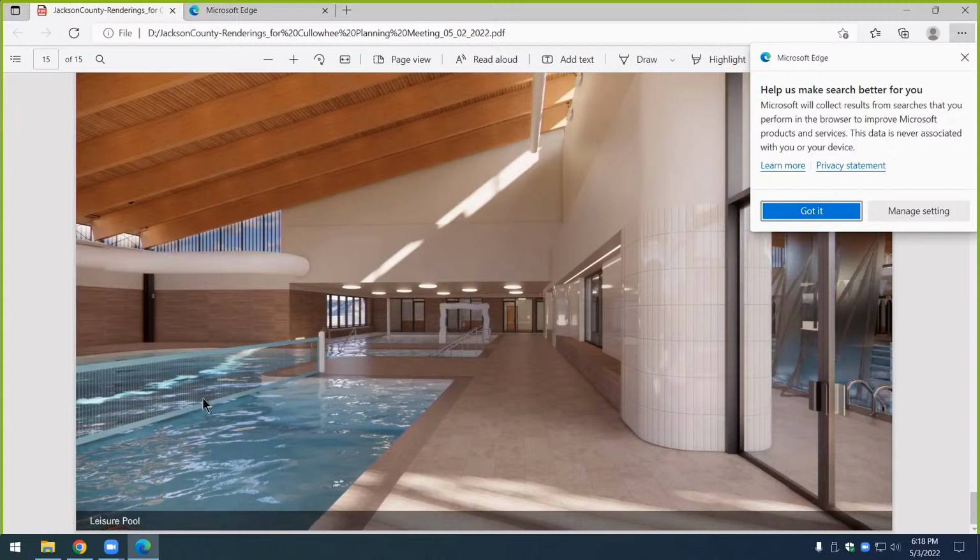And then ultimately you can see, you don't see here, but I'll show you another area where there is a vortex, some basketball goals here. This is a volleyball net. You do have a splash pad area back here and things of that nature for the leisure pool side of things.